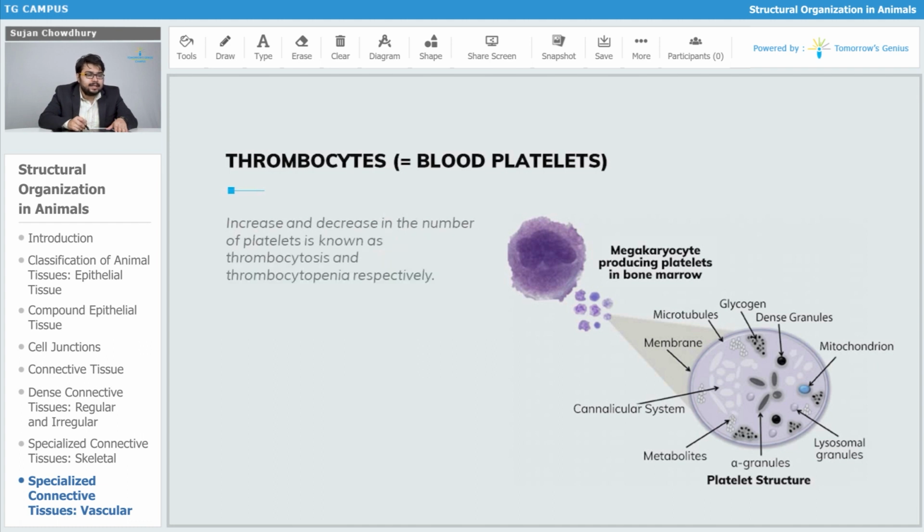An increase and decrease in the number of platelets is known as thrombocytosis and thrombocytopenia respectively. So if the blood platelets are more, that is an increased amount, it will be known as thrombocytosis. And if they are less in number, decreased, then it will be known as thrombocytopenia.